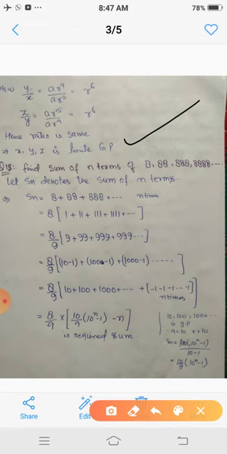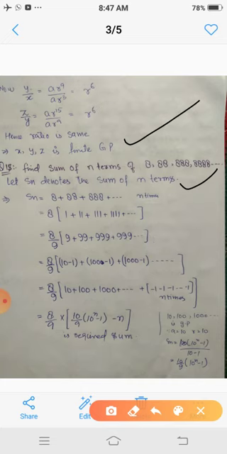Find the sum of n terms of the given sequence. The sequence is 8, 88, 888, and so on. This means that each term contains 8s: the first term has one 8, the second term two 8s, the third term three 8s, and so on. Let Sn denote their sum. This means that Sn is 8 plus 88 plus 888 plus so on up to n terms.